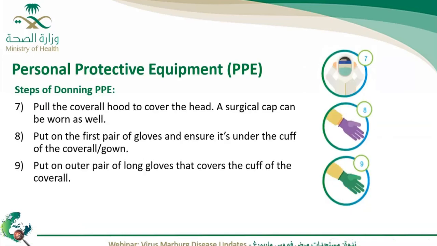Seven, you need to pull the coverall hood to cover the head. After that, you need to put on the first pair of gloves. And this is the reason why we are asking to have two pairs. You will put on the first pair of gloves, and you should be sure it is under the cuff of the coverall. And after that, you will put on the second pair of gloves, which should have long sleeves, as we mentioned before, and you will cover the cuff of the coverall. That second pair of gloves should be above the coverall sleeves.